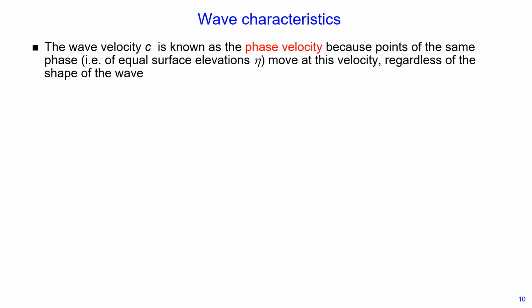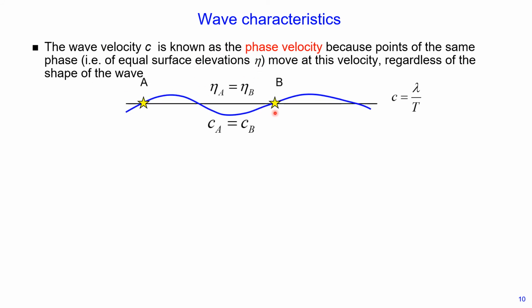No matter what the problem is, an engineer always needs to calculate wavelengths. And how can he do this? Using the dispersion equation. We know that the wave velocity c is also known as the phase velocity, because points of the same phase, or points with equal surface elevation eta, move at this velocity, regardless of the shape of the wave. So if we consider 2 points A and B that have the same surface elevation eta, it means that the wave velocity at those points would be the same, as a phase velocity.